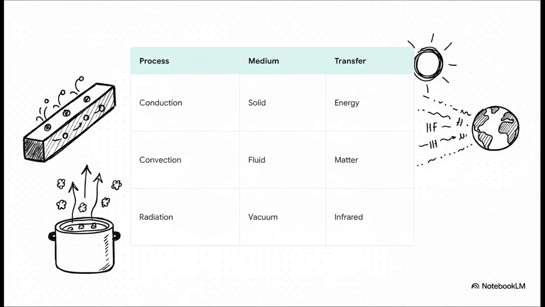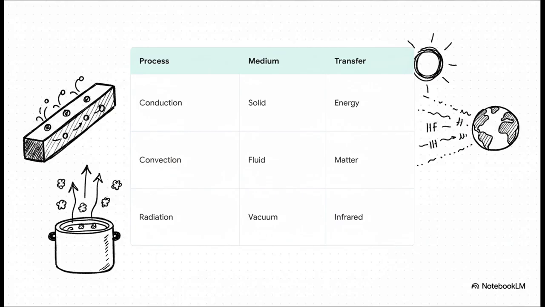Next is convection. This happens in fluids, so liquids and gases. Here the thermal energy actually hitches a ride on the moving matter itself. Think of hot air rising. And finally, radiation. This doesn't need matter at all. It can travel through a total vacuum, literally like space, as infrared thermal energy moving all the way from the sun to the earth.